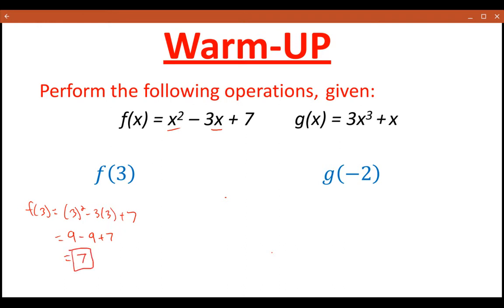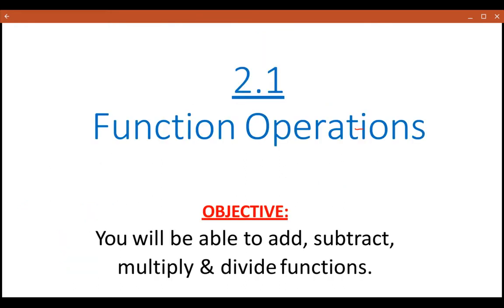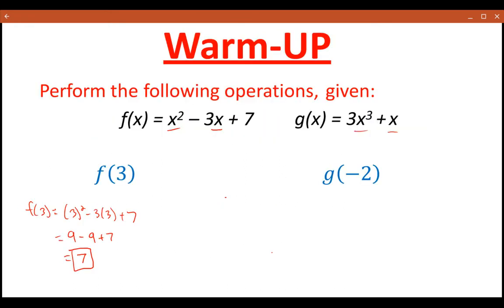For the next one, g of -2, we're going to replace all the x's there in g with -2. So 3 times -2 to the third power plus -2. We want to do that exponent first. -2 to the third power is -2 times -2 times -2. So we get -2 times -2 is 4, times -2 again is -8. 3 times -8 is -24, minus 2, which is -26.